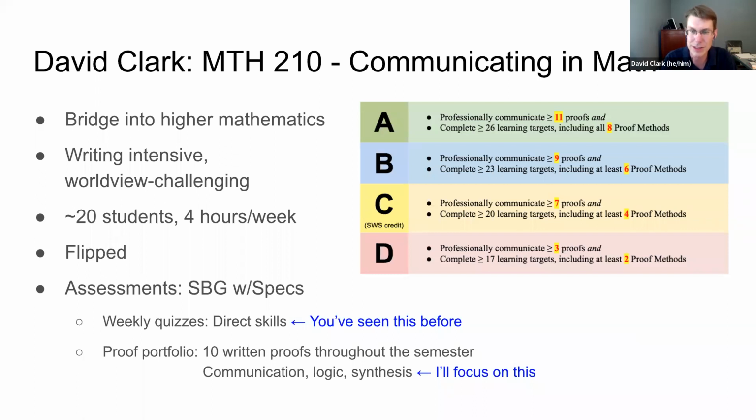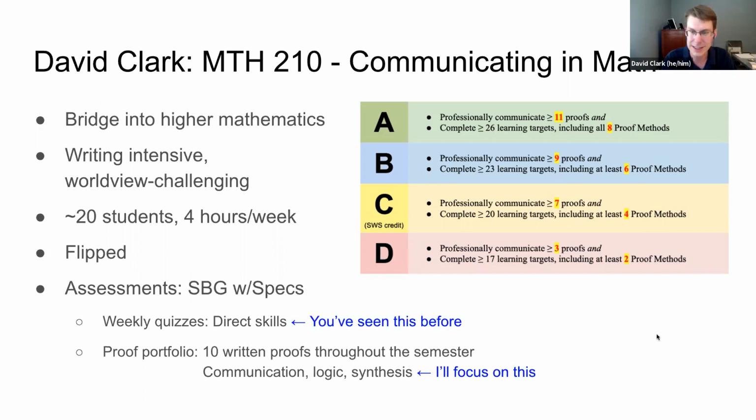So if you take a look at this very colorful grid that I have up here, many of us have something similar in our syllabus. This is where final overall letter grades come from. You can see that there are 2 things students need to do for any given letter grade. They need to professionally communicate a certain number of proofs, or in other words, produce a certain number of professionally communicated artifacts. And they need to complete some learning targets. That's the language I use, complete the targets, which means they can demonstrate the specific skills used within those proofs that they are writing. And so at different levels, they have to complete different numbers of these successfully.